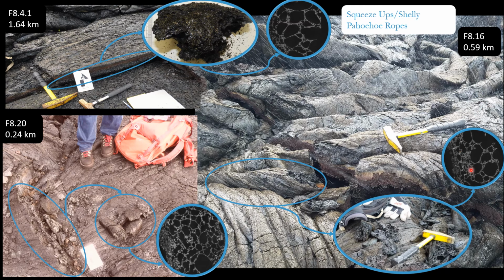So these much more frothy samples, these very open, very vesicular samples, the ones that are greater than 80% vesicularity, tend to be found in squeeze-up features, which are these very frothy linear features that occur between 2 plates of Po'oi'oi. And then they also form in these very frothy, very shelly Po'oi'oi ropes close to the vent.